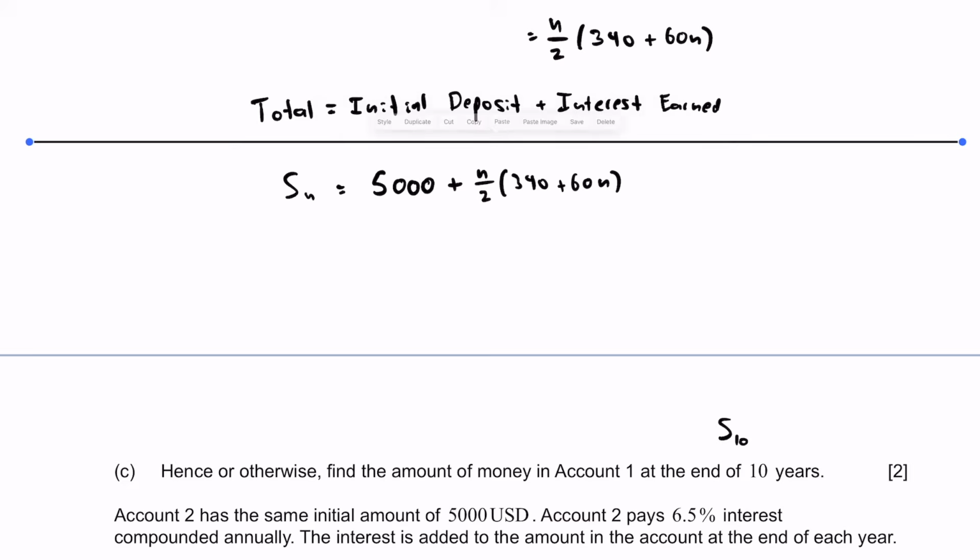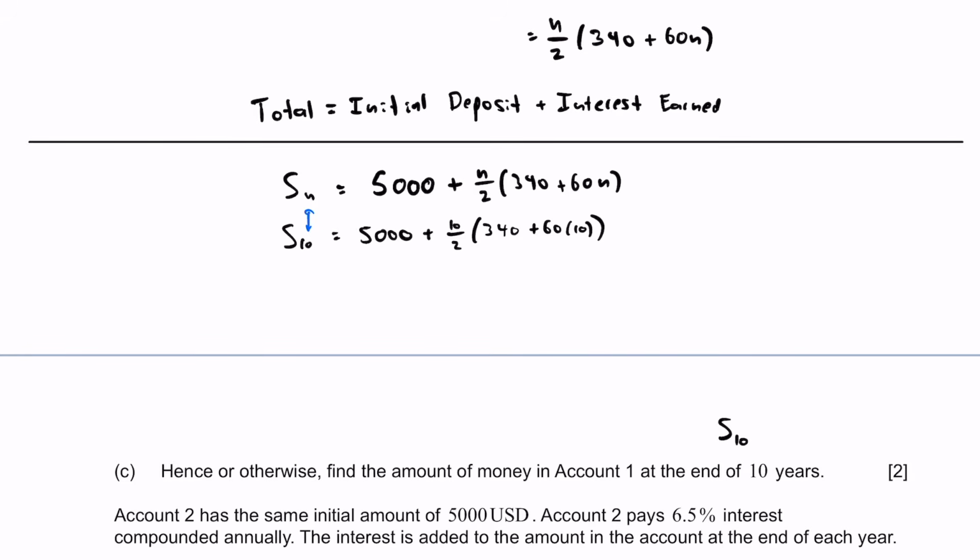All right. So in this case, we want to find S10, the sum or the total amount of money that they have after 10 years. So S10, wherever we see an n, let's replace it with a 10. So 5,000 initial deposit plus 10 over 2 multiplied by 340 plus 60, and then n once again is 10. Okay, so it looks like we've got everything we need here.